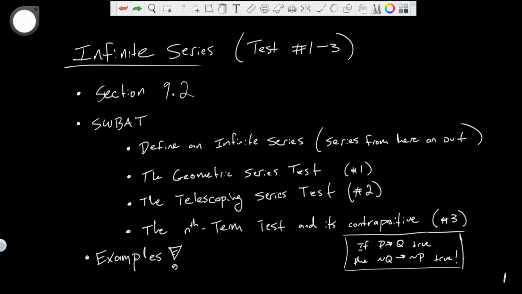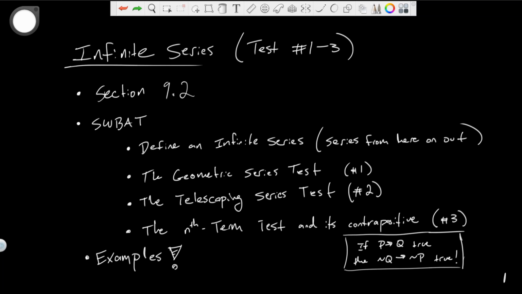In talking about what an infinite series is, we're also going to define what a sequence of partial sums is. And then we're going to talk about whether a series converges or diverges. And to test whether a series converges or diverges, we're going to use today one of three tests. We're going to learn about the geometric series test, the telescoping series test, and the Nth Term Test. And we get a little bonus one there. The Nth Term Test Contrapositive, you'll learn, is quite powerful.